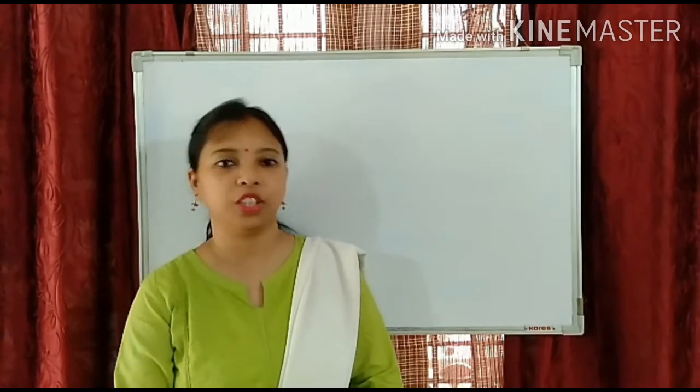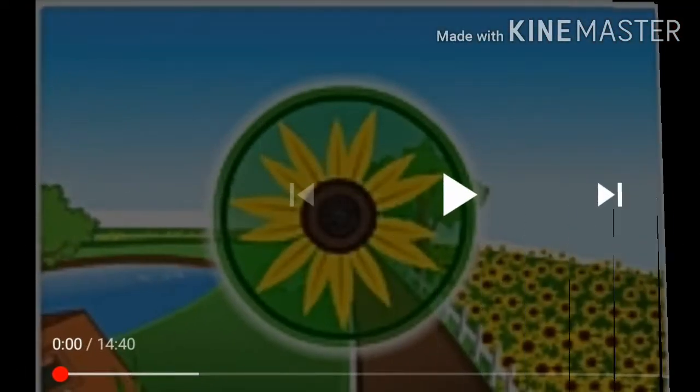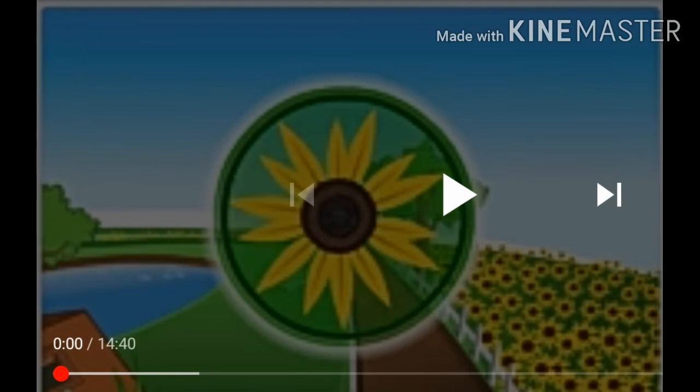Before going to the topic, let's see some patterns or arrangements. In our day-to-day life, we see various patterns or arrangements. Some are natural and some are man-made objects.